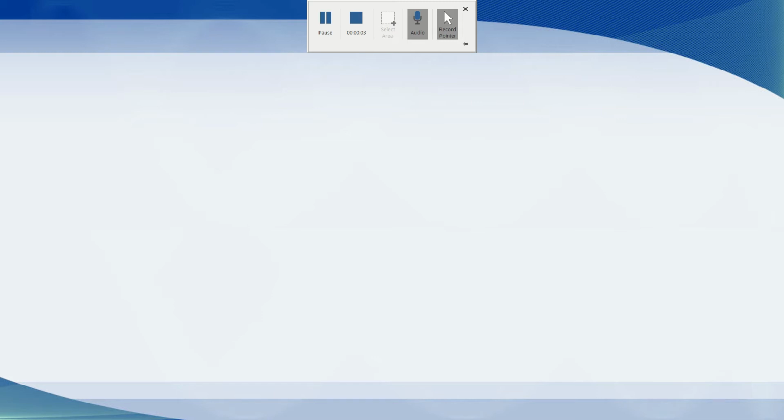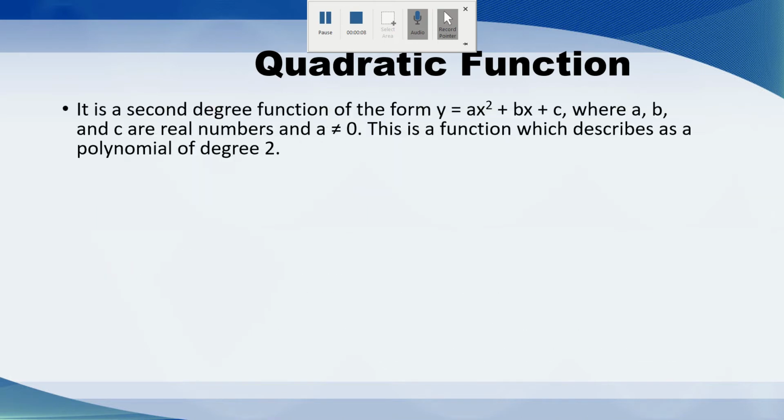The topic that I'm going to discuss is all about the quadratic functions. It is a second degree function of the form y is equal to ax squared plus bx plus c, where a, b, and c are real numbers and a is not equal to 0. This is a function which is described as a polynomial of degree 2.